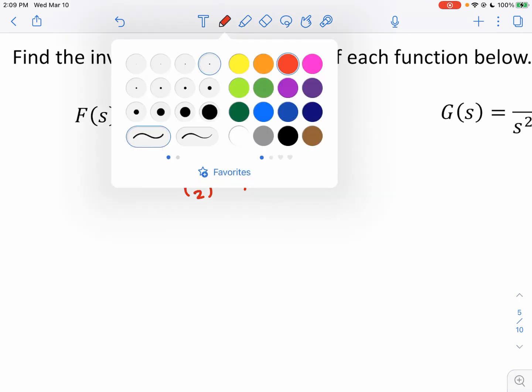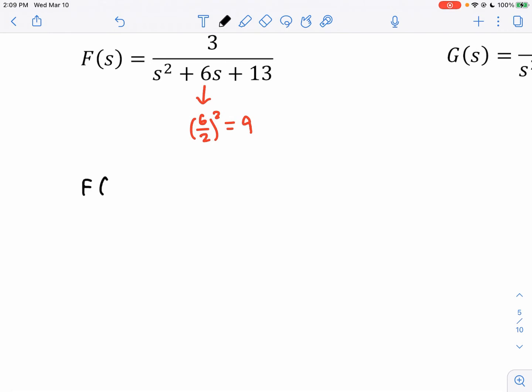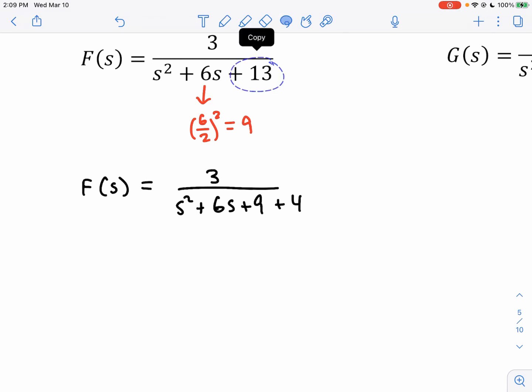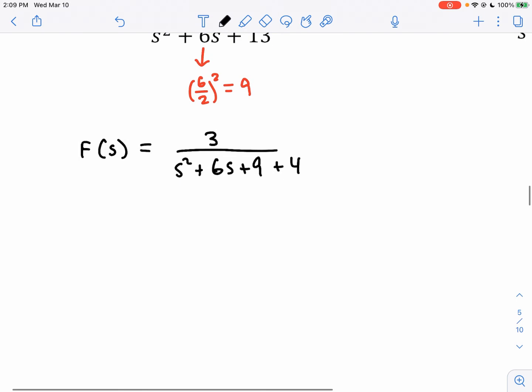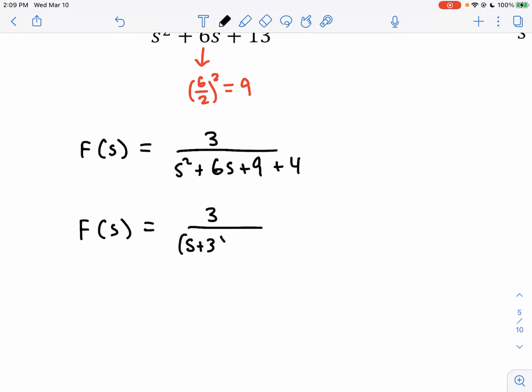I want that 9. So I rewrite capital F function as follows: 3 over s squared plus 6s plus 9 plus 4. So I just decomposed the 13 into 9 and 4. The 9 is what I want, because these three terms form a perfect square trinomial, and they factor. So we're going to get capital F of s is equal to 3 over, and it factors to (s plus 3) squared plus 4.